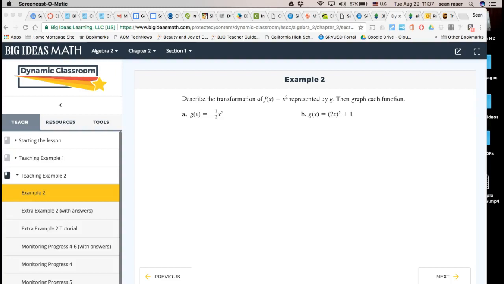All right, here's example 2 from chapter 2, section 1. Again, we're looking at transformations to quadratic functions right now. So in the last example, we looked at horizontal and vertical translations. So moving your graph up and down and left and right.